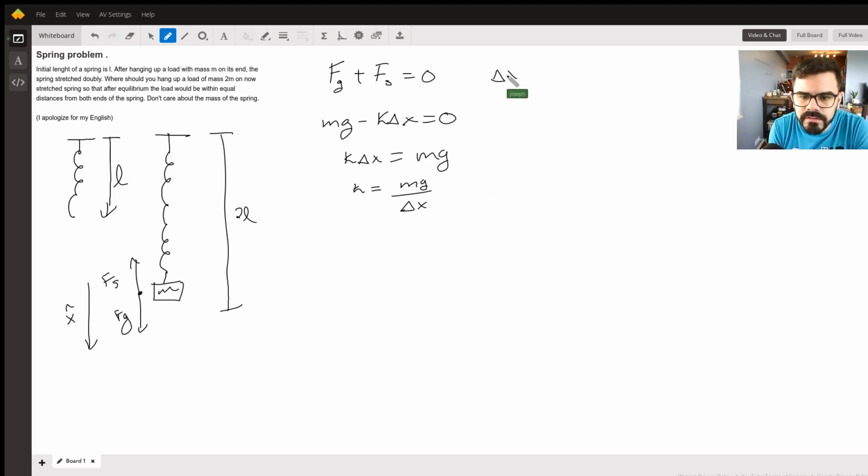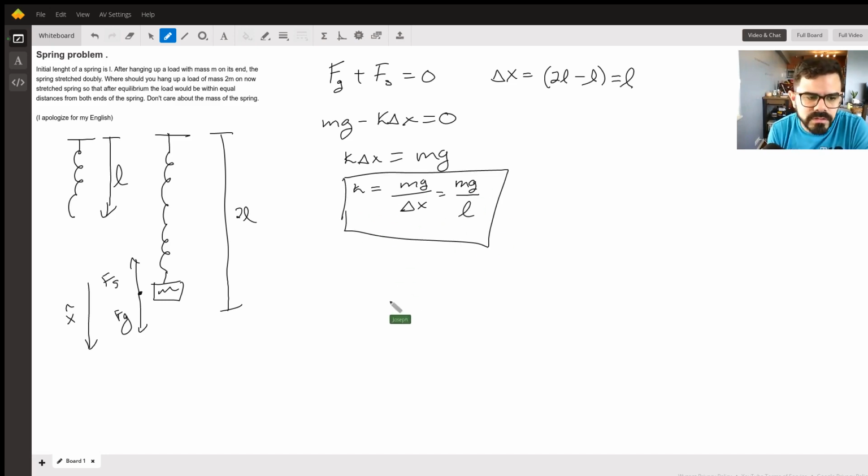And delta x is the change. We landed at 2L and started at L, right? So we ended up at 2L, started at L, so this is L. That means that the spring constant is mg over L. So now we have a spring constant. Now, let's discuss the second part of the problem.